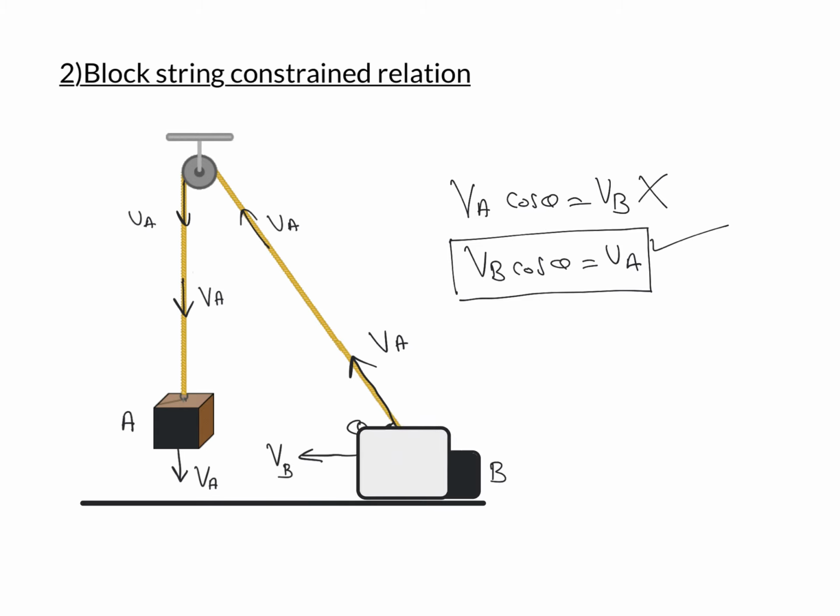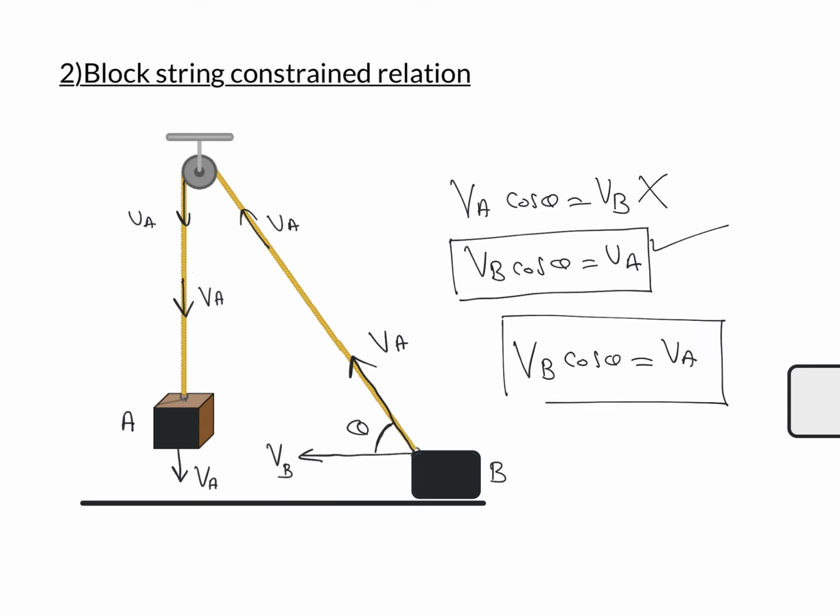So Vb is the actual velocity, in which direction actually the particle is moving. The block B is not going to move along this direction. So Va is the component and Vb is the actual velocity. So we need to write it like this: the component of actual velocity, that is Vb cos theta, should be equal to nothing but Va. So that is the constraint relation between them.